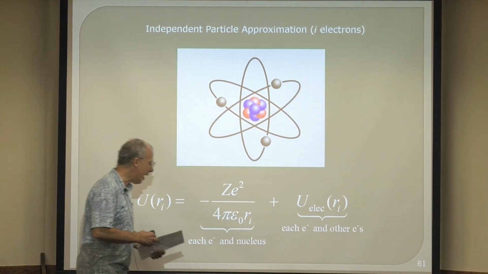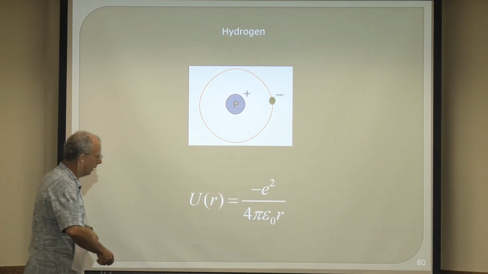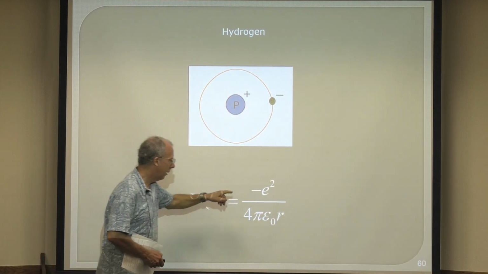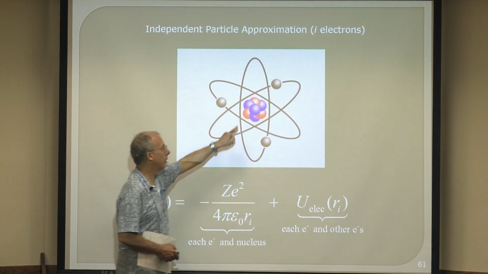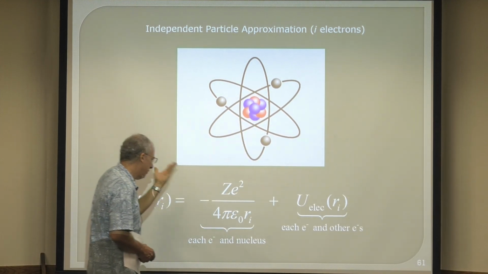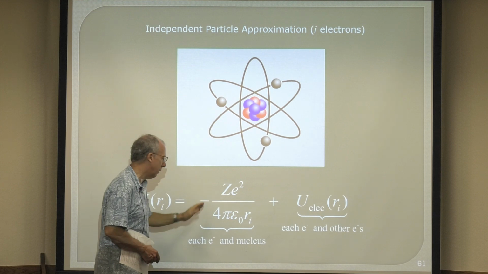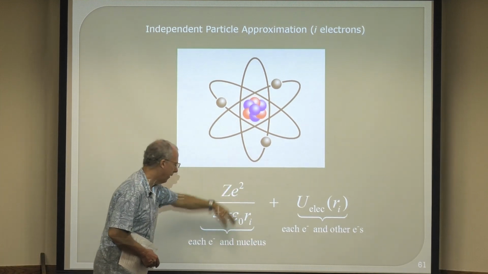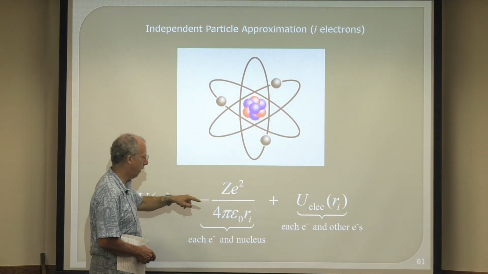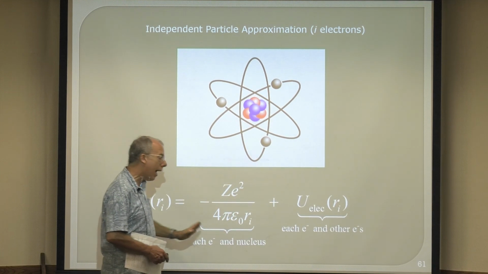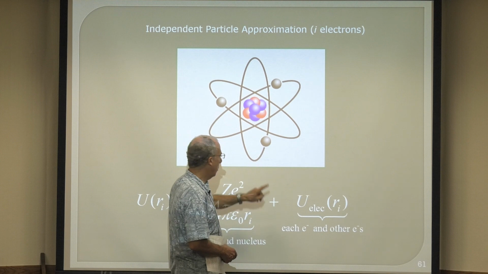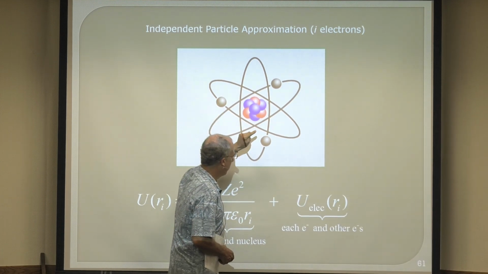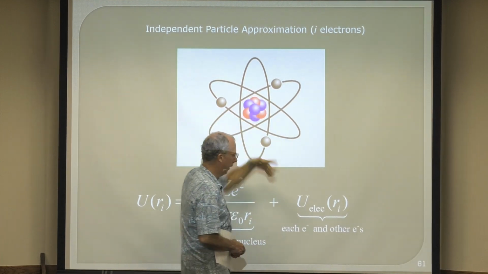Now you notice it's the same thing as we had before, except we put a Z, right? Because Z is the number of protons. All right? So that's fine. That makes sense. We learned this in Physics 220. So it's the same as for hydrogen, except we have a Z. But now we got to do this, right? We have to have some potential energy dealing with electrons repelling other electrons.